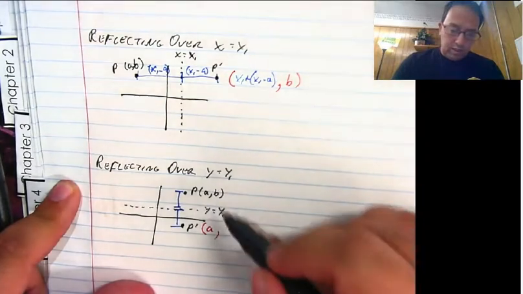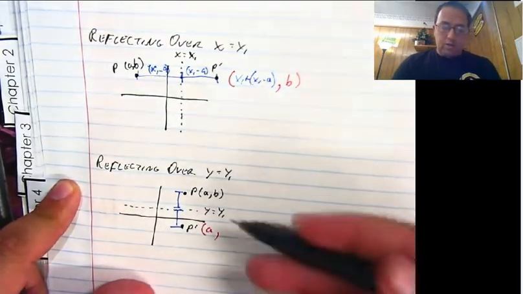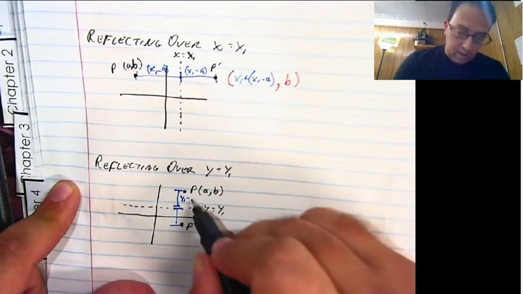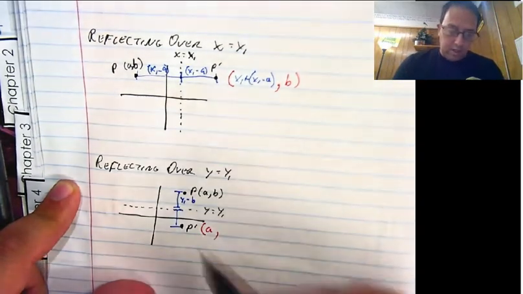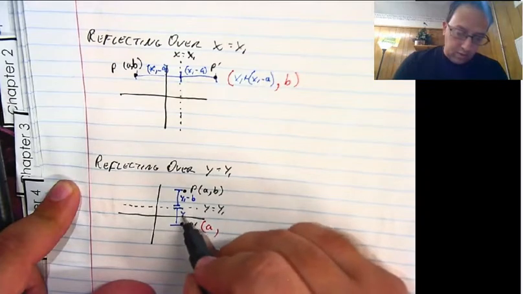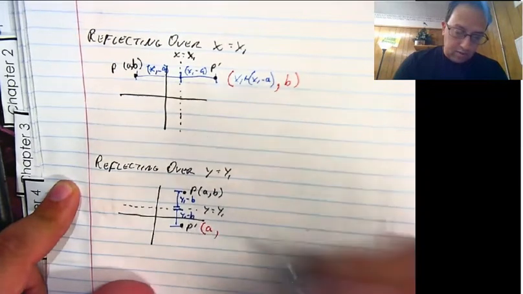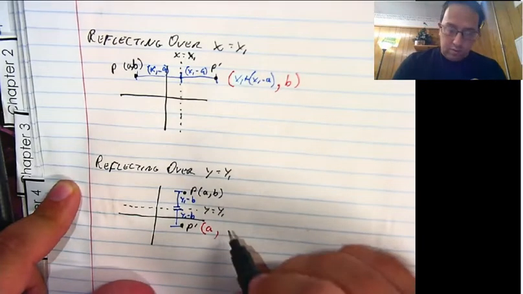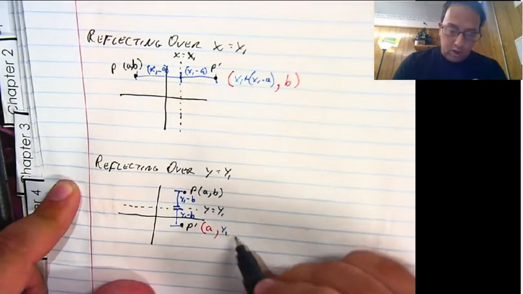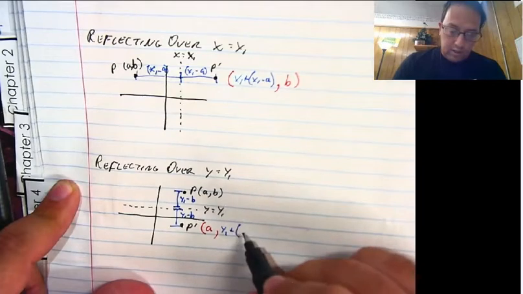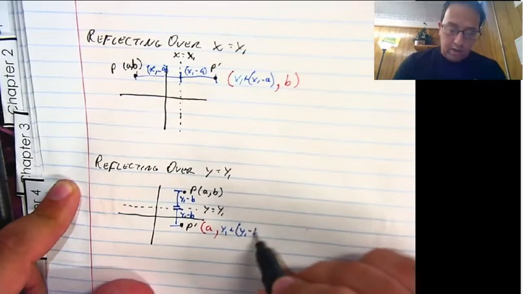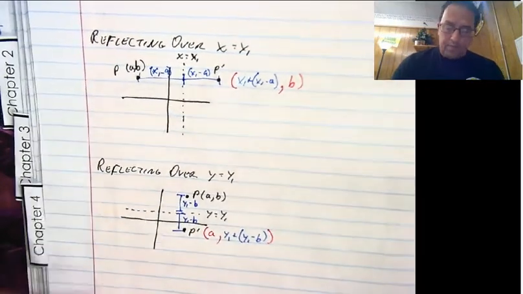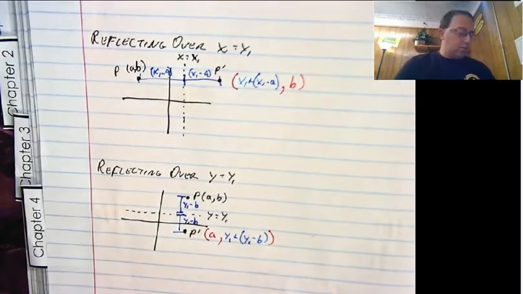Well, what is the distance from point P to the line of reflection? That would be y1 minus B. And so we'll have the same thing here, y1 minus B, right? So that means the y value is going to be y1 plus whatever y1 minus B is. All right. And that's how this works.